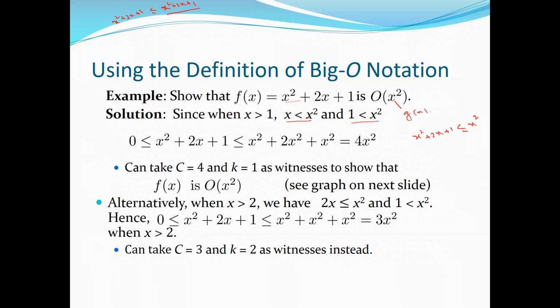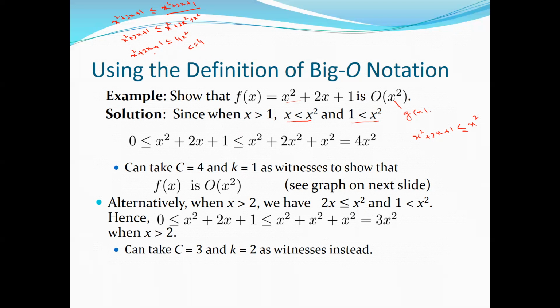We know that x is less than x square. So this x is less than x square. I know that this 1 is also less than x square. So I can make it higher. How? X square plus 2x plus 1. I'm going to replace this x and 1 both with x square. So x square plus 2x square plus x square. Why? Because 1 and x both are less than x square. And then if you simplify this, x square plus 2x plus 1 is less than or equal to, this is nothing but 1 plus 2 plus 1, 4x square, isn't it? So that means this c value is 4, and now you need to find the k value.